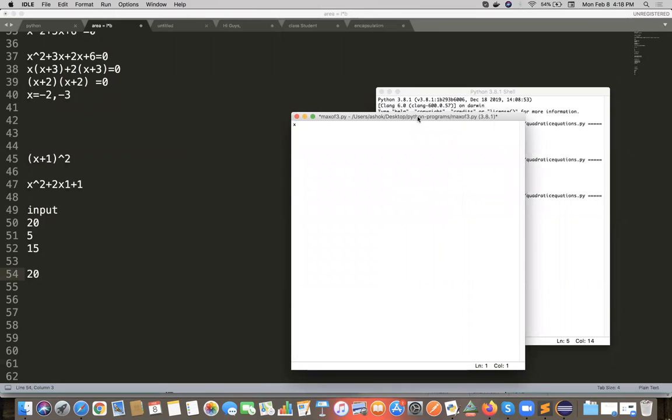As usual, you need to get 3 numbers from the user. So the first number, y is equal to int of input of. Enter the second number, z is equal to int of input of. Enter the third number, right? Now let's see how it goes.